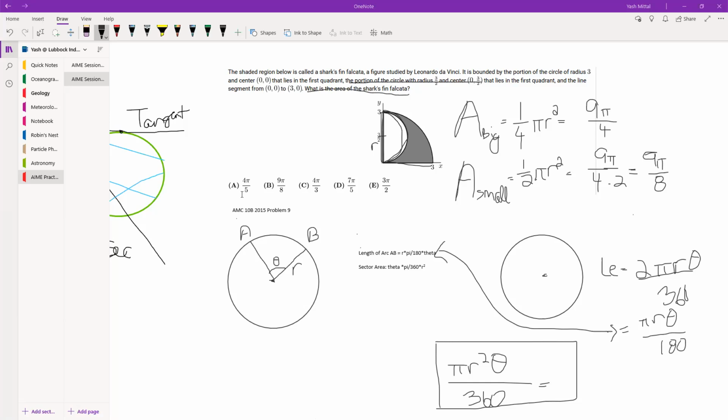Okay, all right. So Buttercream, you got it right. It is B because 9 pi over 4 minus 9 pi over 8 is 9 pi over 8. So, all right, now we have the final answer here.